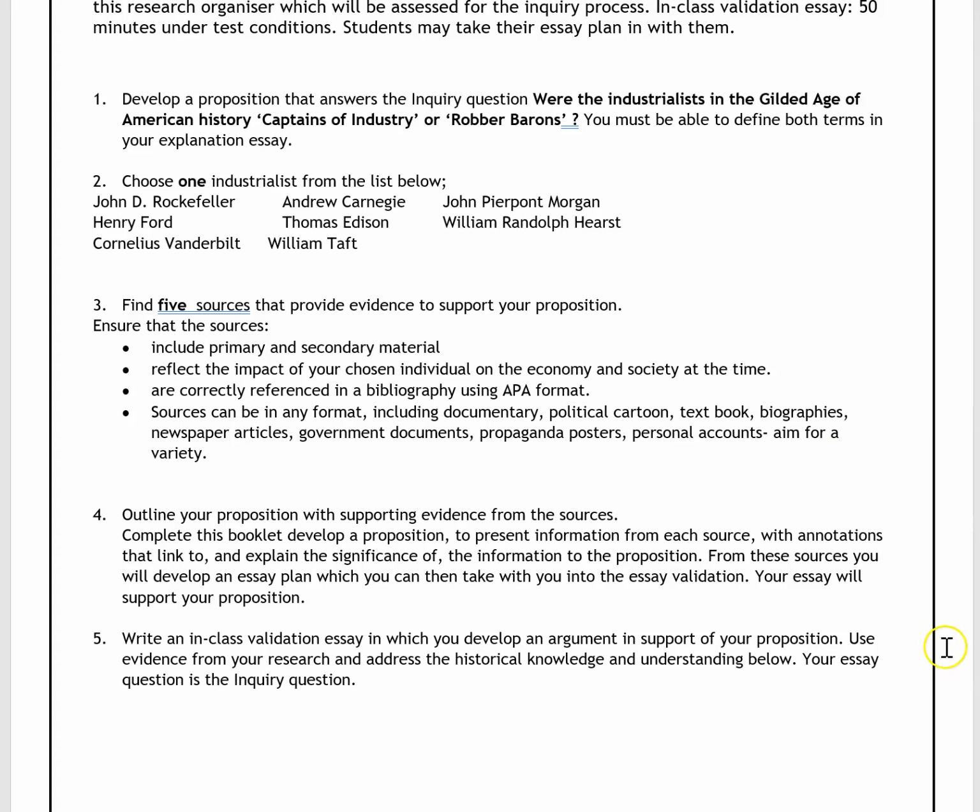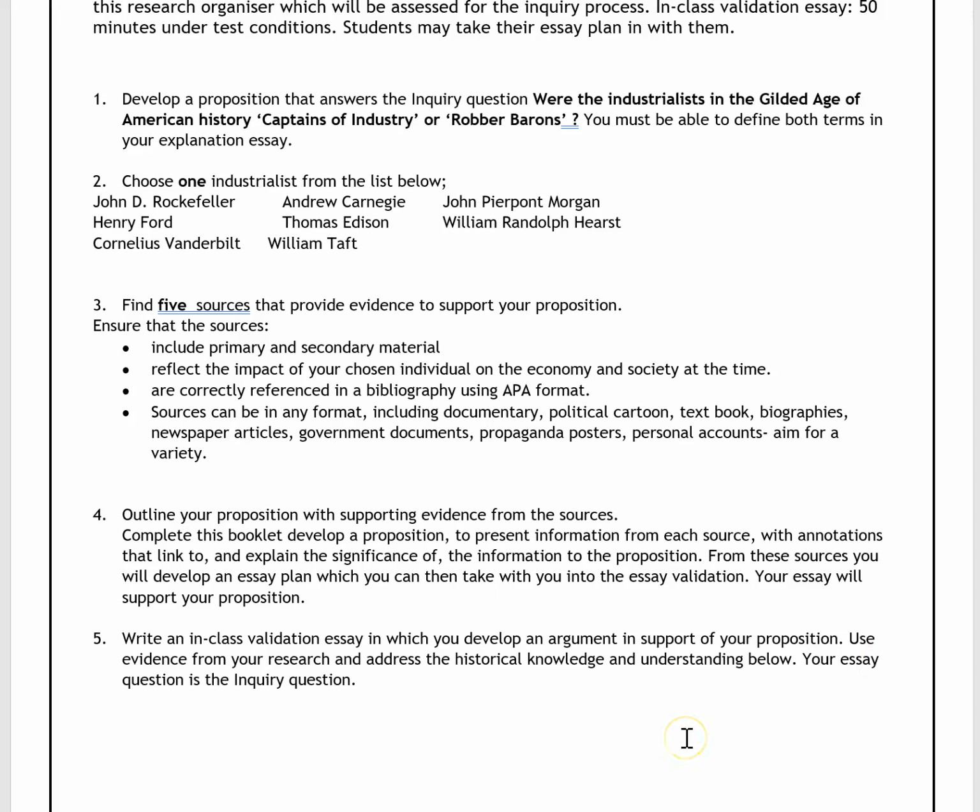So you want to outline your proposition with supporting evidence from the sources. So complete the booklet, present information from each source, and you're really kind of annotating, which we have a table for. You want to be able to explain the significance of your chosen person, but your essay question for the validation is pretty much, were the industrialists in the Gilded Age of American history captains of industry or robber barons? That's the big question that you're writing.